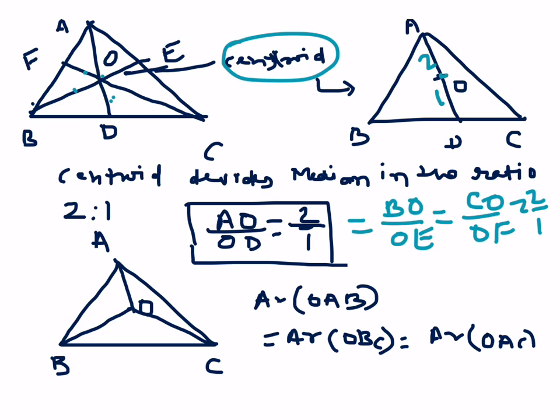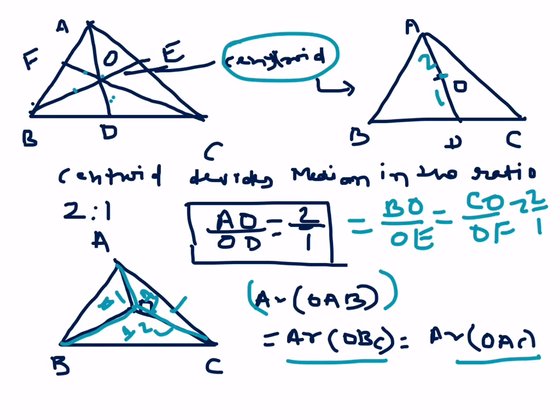Another thing which is very important is that if we have a centroid here and I connect that centroid to all the vertices, then these three triangles, triangle 1, triangle 2 and triangle 3, will have the same area. Area of OAB is equal to area of OBC, equal to area of OAC. I mean these have equal areas.